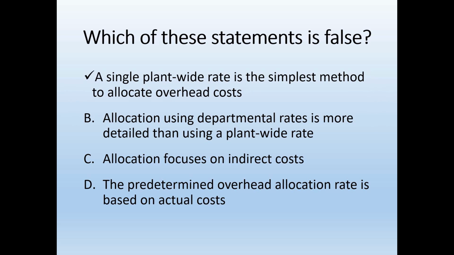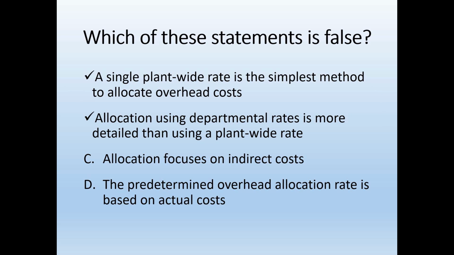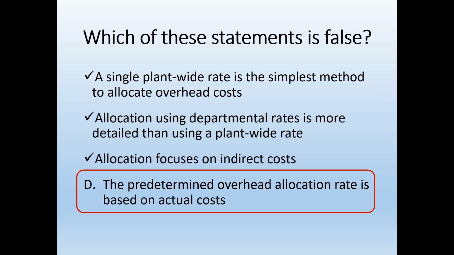The false statement can't be A, because a single plant-wide rate is simpler than using departmental rates to allocate overhead costs. And the false statement can't be B, because departmental rates do include more details about how various products consume overhead resources than a single plant-wide rate does. And the false statement can't be C, because allocation always focuses on indirect costs, costs that can't be traced. So the false statement must be D, because predetermined rates are always computed before the period starts, so they can't be based on actual costs.